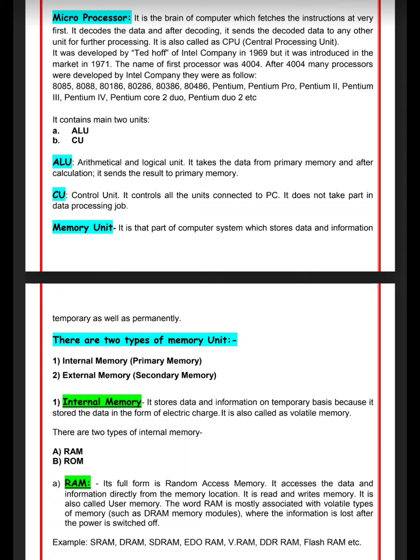It is that part of computer system which stores data and information, temporary as well as permanently. There are two types of memory units: internal memory, primary memory; external memory, secondary memory. Internal memory stores data and information on temporary basis because it stores the data in the form of electric charge. It is also called volatile memory. There are two types of internal memory, RAM and ROM.